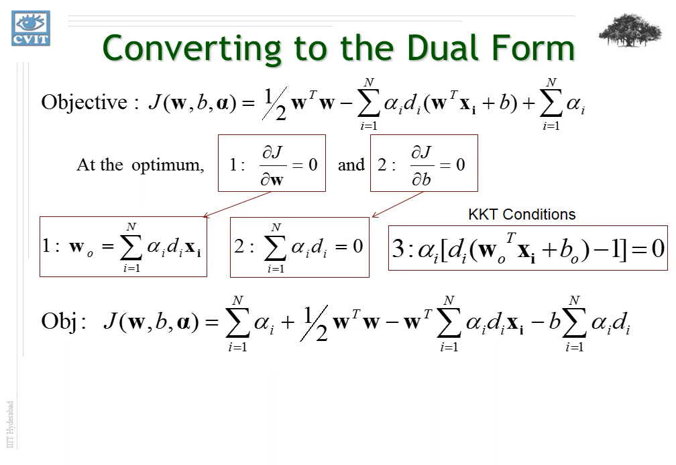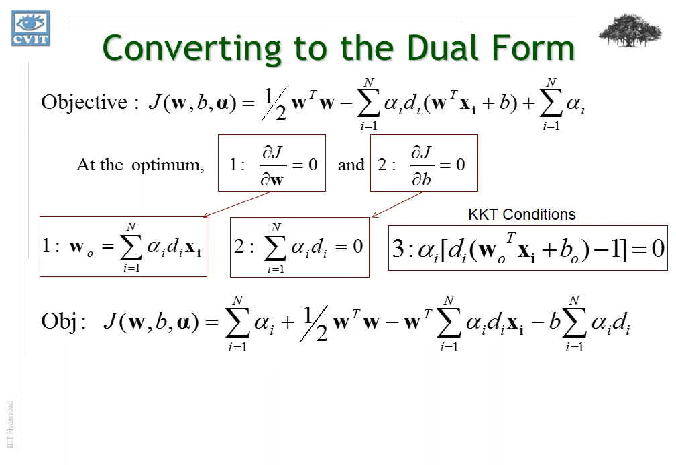The w is independent of i, and hence I took it out. You can write it as w transpose times the sum from i equals 1 to n of alpha_i d_i x_i, minus b times the sum from i equals 1 to n of alpha_i d_i.